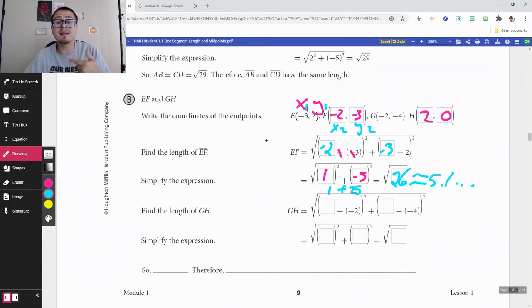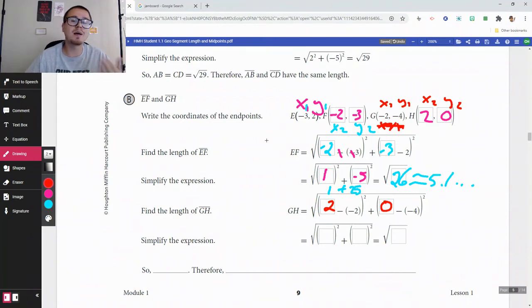So pause. Do the same thing for GH. I'm going to let you do that. Okay, so you can look and see that for GH, I went ahead and labeled x1, y1, x2, y2, get myself nice and set up and preparing for success. Then I substitute in x2 and y2, 2 and 0.